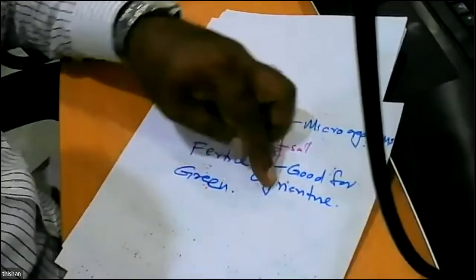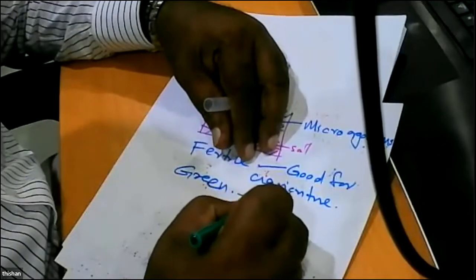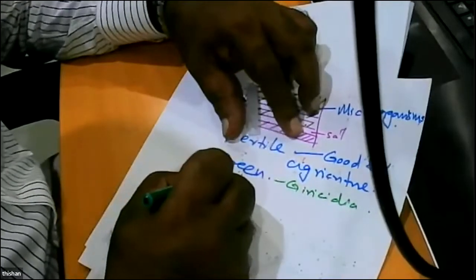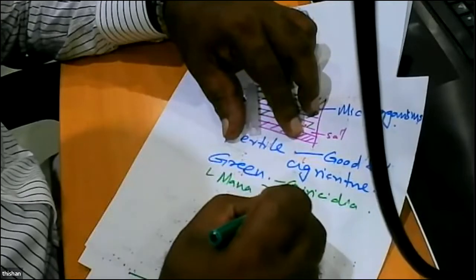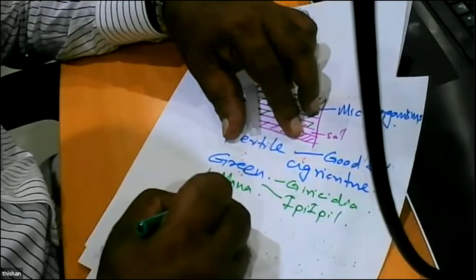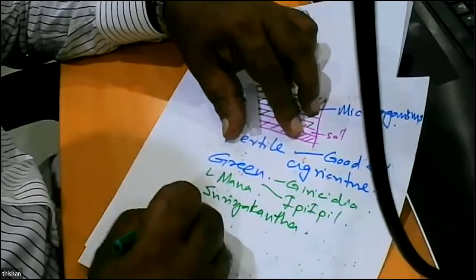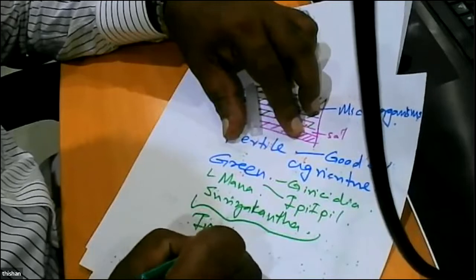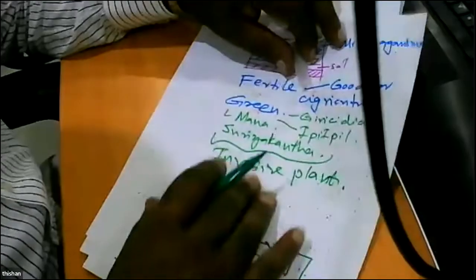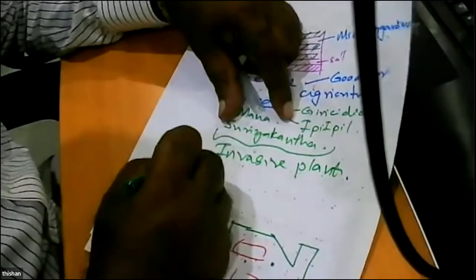So the leaves that you can bury will be something like Gliricidia, or we call it Vatamara. Then it can be Mana, it can be Ipilipil. Now if you look at all these names, it can be Suryakanta. If you look at these names, you can see they are all invasive plants. So what you do is you get leaves of invasive plants, or it can be any other plant.